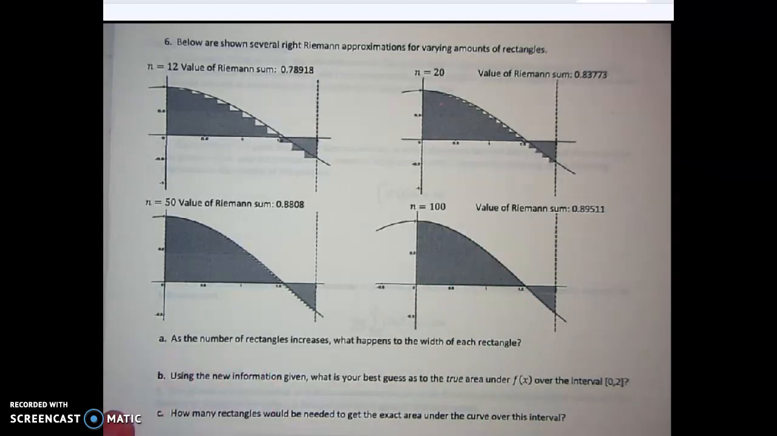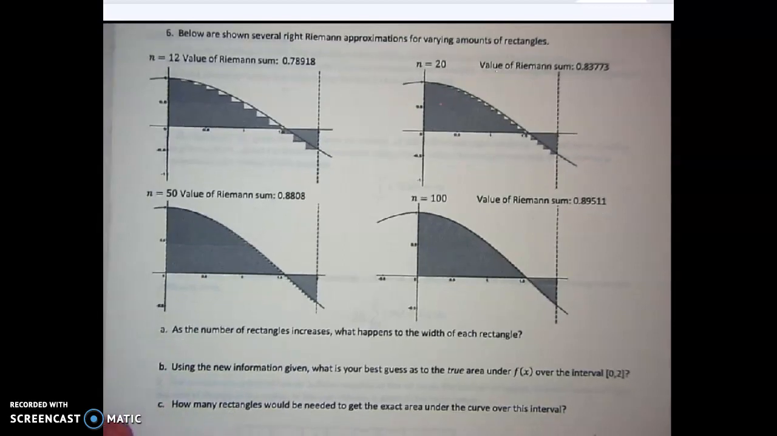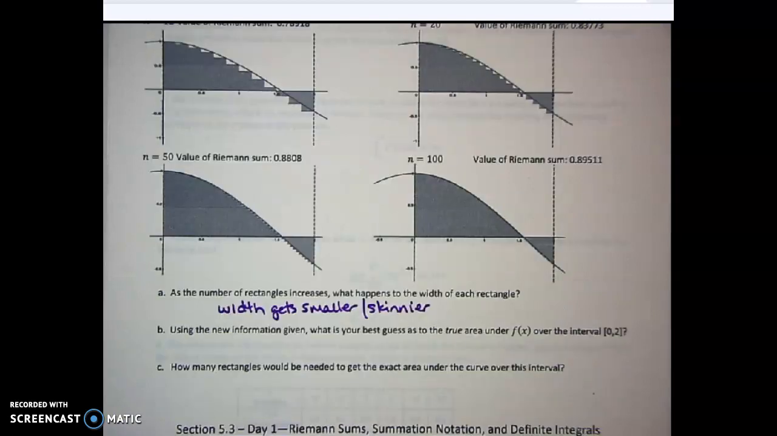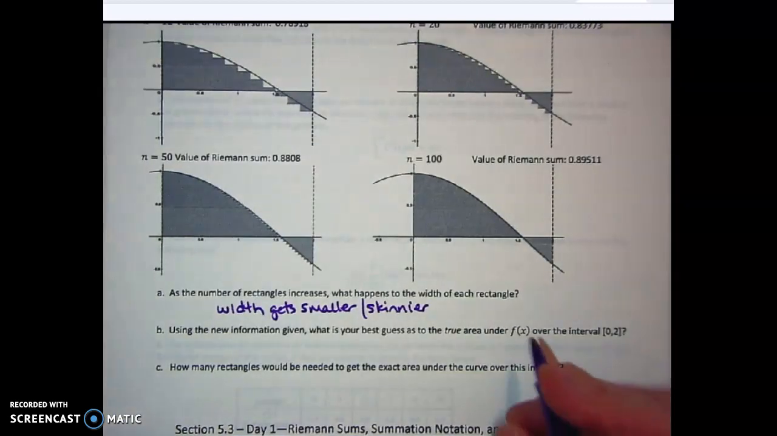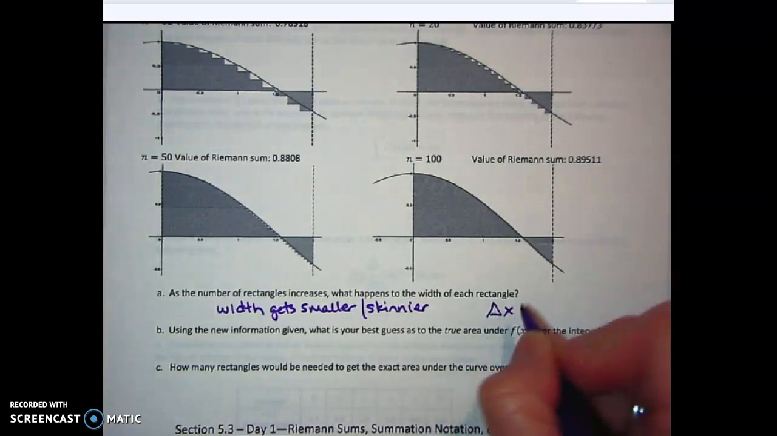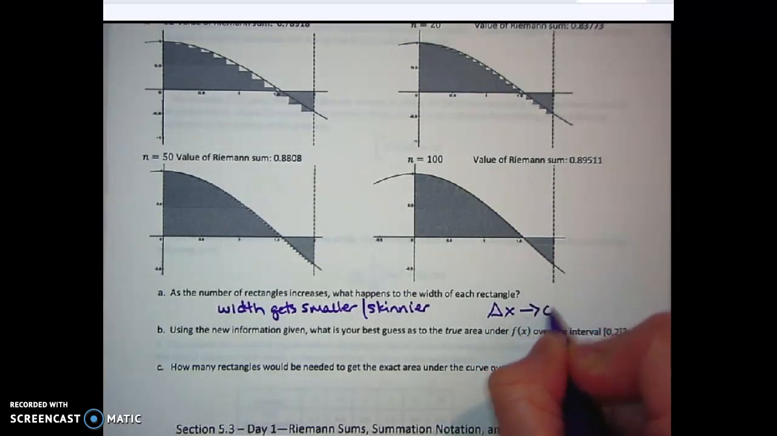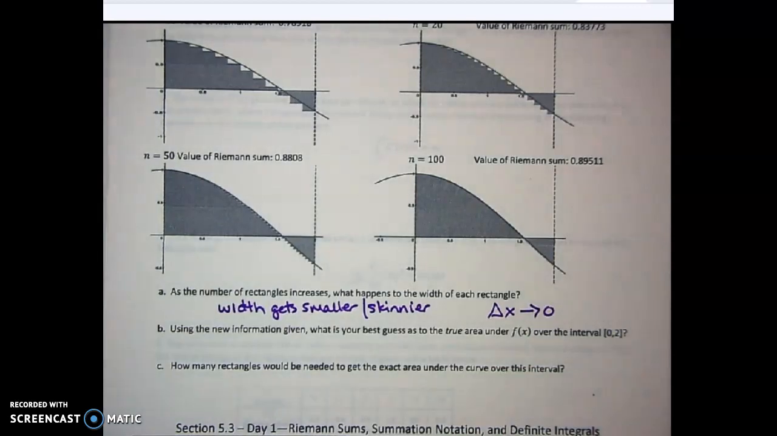So as the number of rectangles increases, what's happening to the width of each of those rectangles? You'll notice that the width gets smaller and smaller. It gets skinnier. My delta x is approaching 0. The width of each of my rectangles is approaching 0. It's never going to actually get to 0, but it can approach 0.